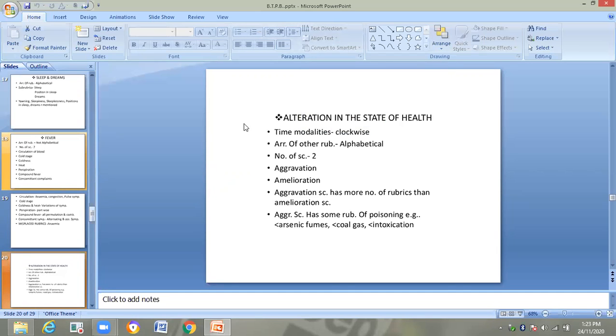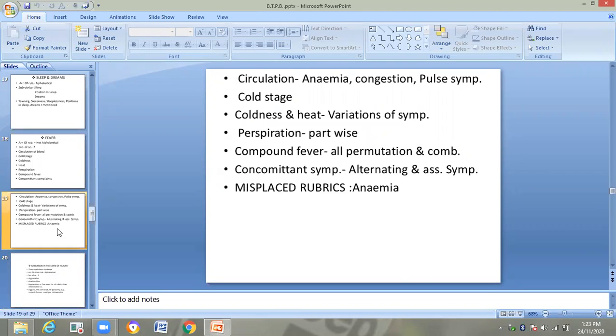The aggravation subsection has some rubrics of poisoning. For example, aggravated by arsenic fumes, aggravated by coal gas, aggravated by intoxication. In this way, we found in this repertory more rubrics related to aggravation than rubrics related to amelioration.